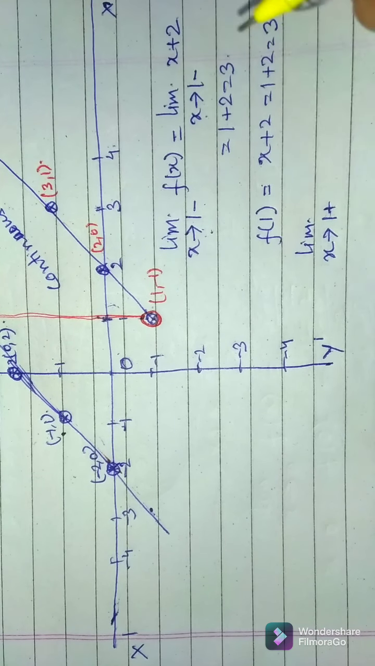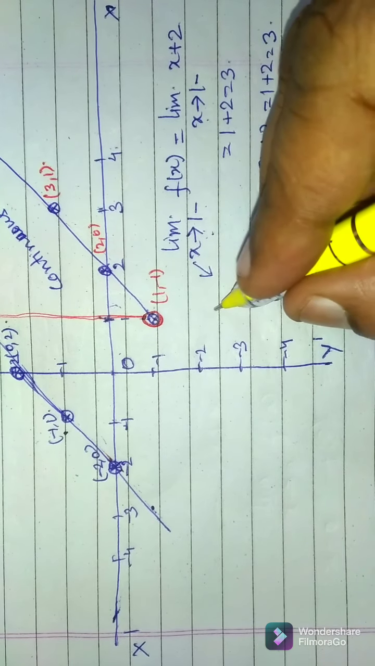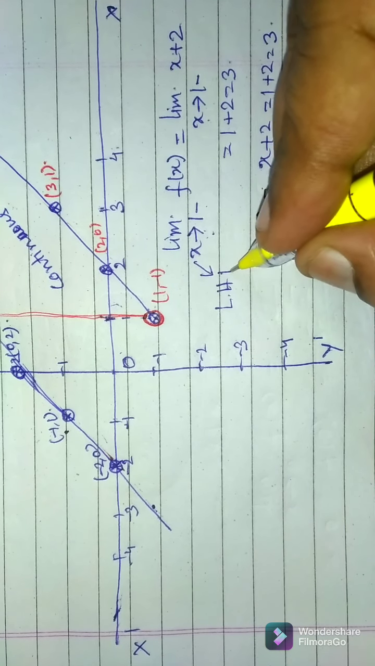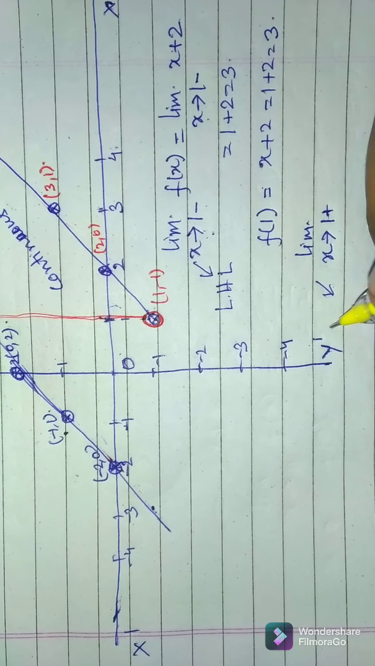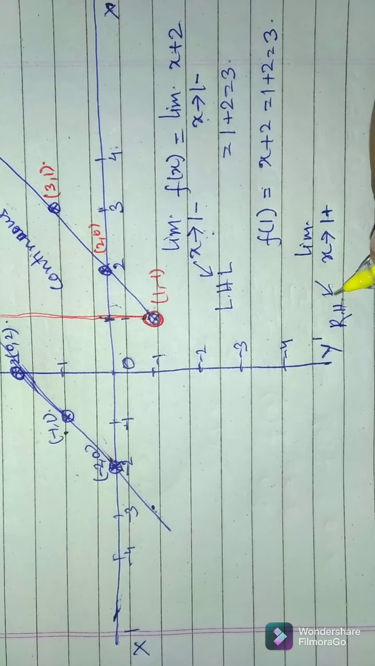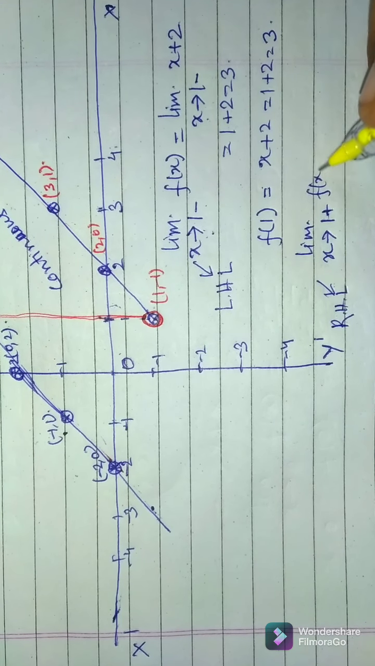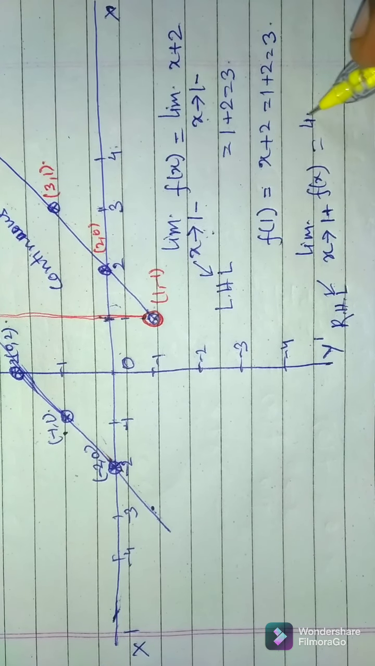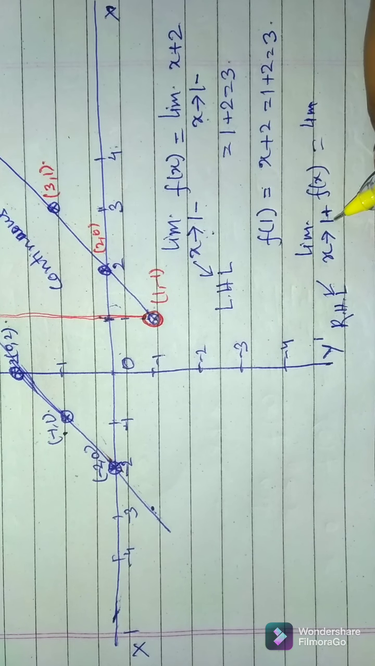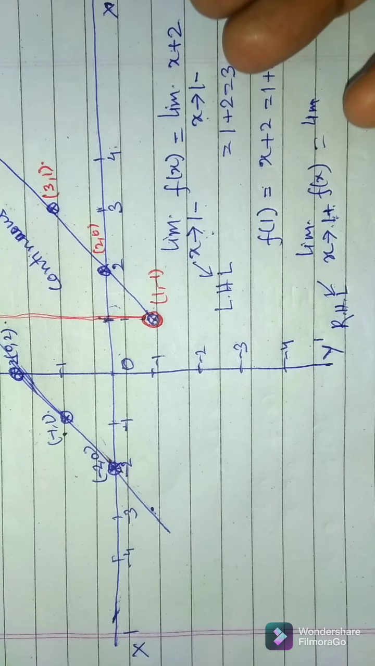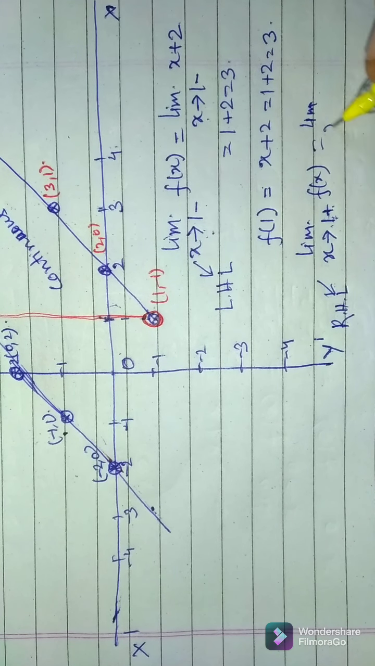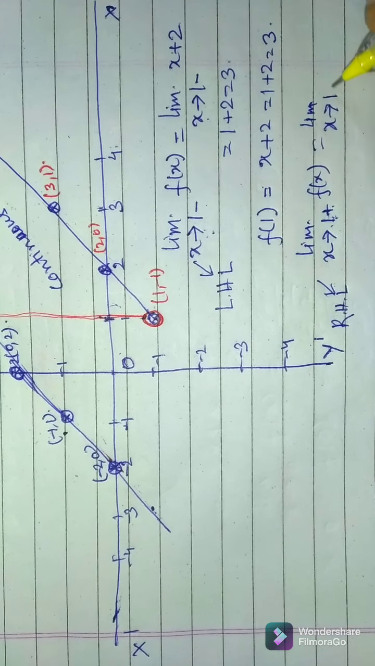plus means right hand limit. This is the left hand limit and this is the right hand limit. RHL I am writing, limit of f x. So 1 plus means each value of x is slightly greater than 1. So x tends to 1 plus, and here x minus 2 is the value of the function.